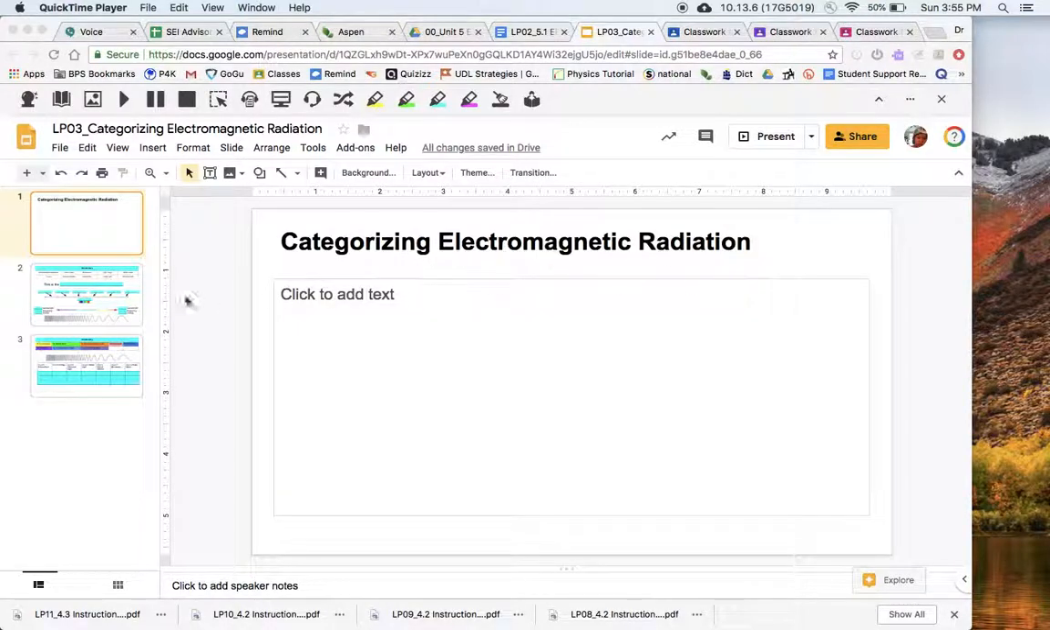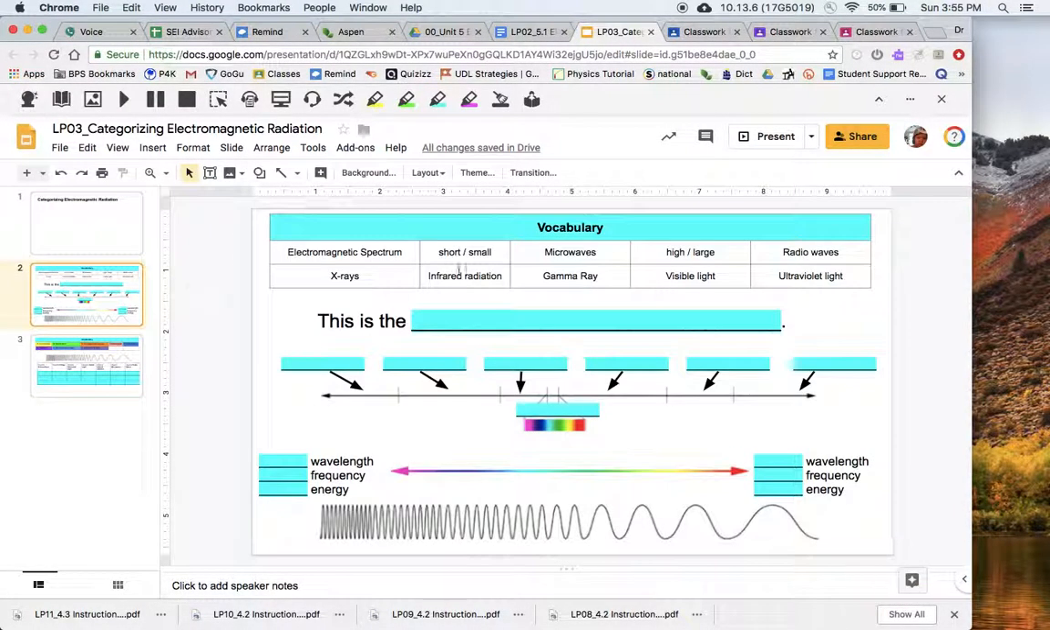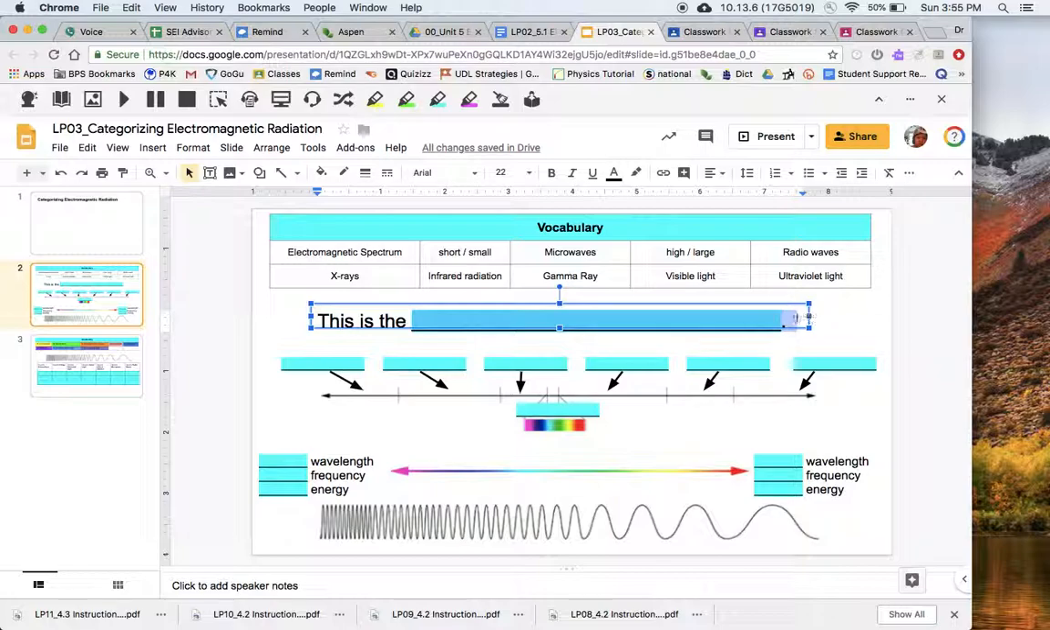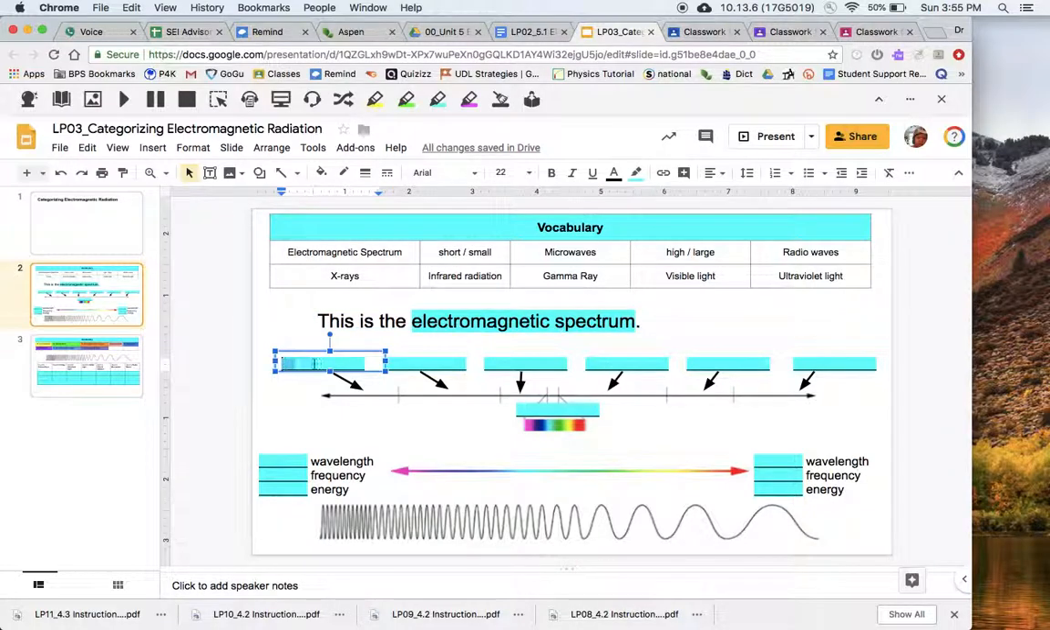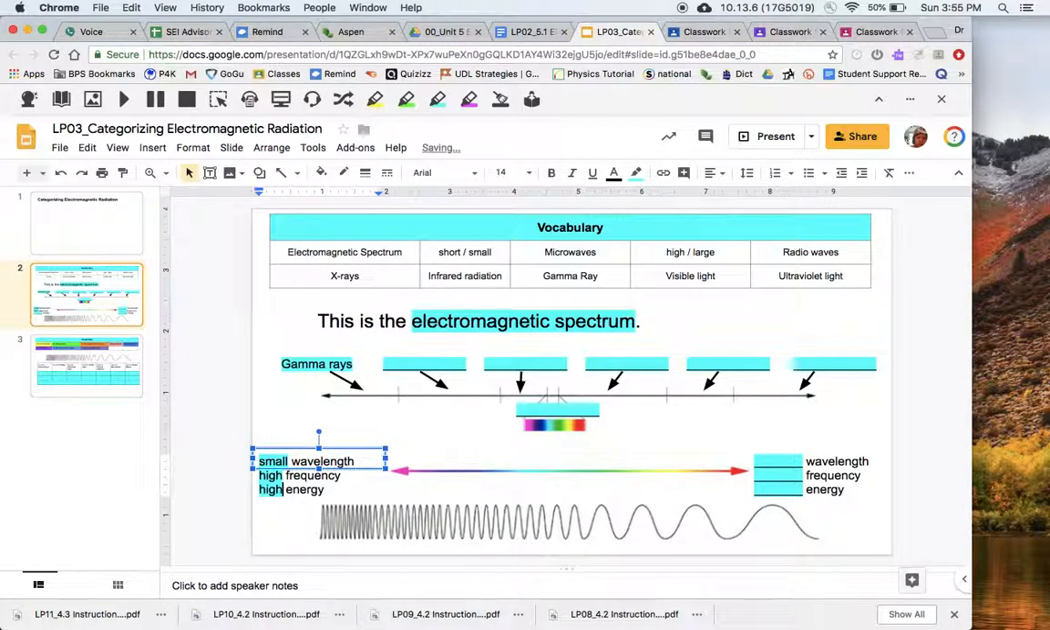Categorizing electromagnetic radiation. For the first part, we're going to complete this graphic here. This graphic is called the electromagnetic spectrum. It is all of the radiation, or light radiation, that exists in the universe. The smallest of that radiation is actually gamma rays. So they have a very short or small wavelength. And if you have a small wavelength, you actually have a high frequency. And if you have a high frequency, you have high energy, a large energy.